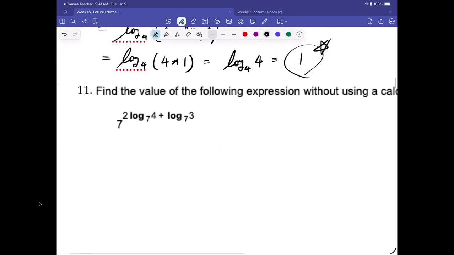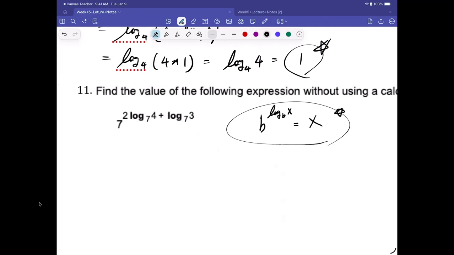The next example, you have to remember this formula. This is the formula. So b raised to the log base b of x is equal to x. So if you have the same base like this, then x is the answer, right? So first, I'm going to focus on this one. Okay, 7 stays there. Now it's 4 squared, right? So any number before the log, that is an exponent, right?